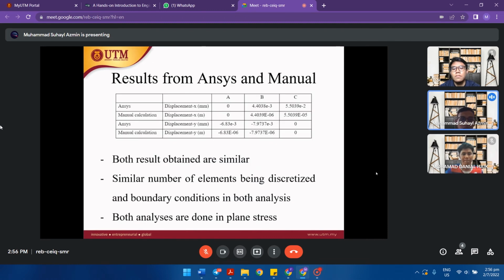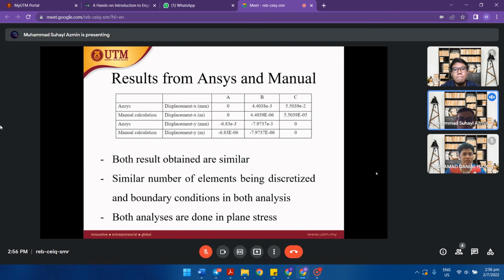Alright, in this project, two analyses have been made. First is the manual analysis through Octave, and the second analysis is using software, which is ANSYS. From this table, the displacement values at points A, B, and C are shown in different units, in which ANSYS is in millimeter and manual calculation, which is Octave, in meter. However, both values of results are similar.